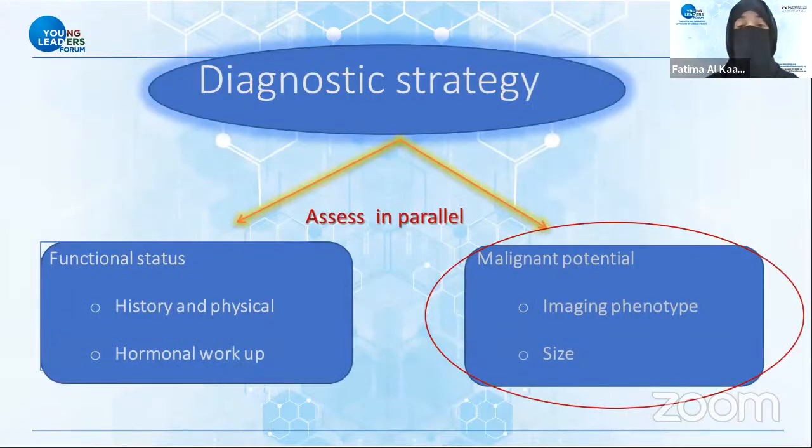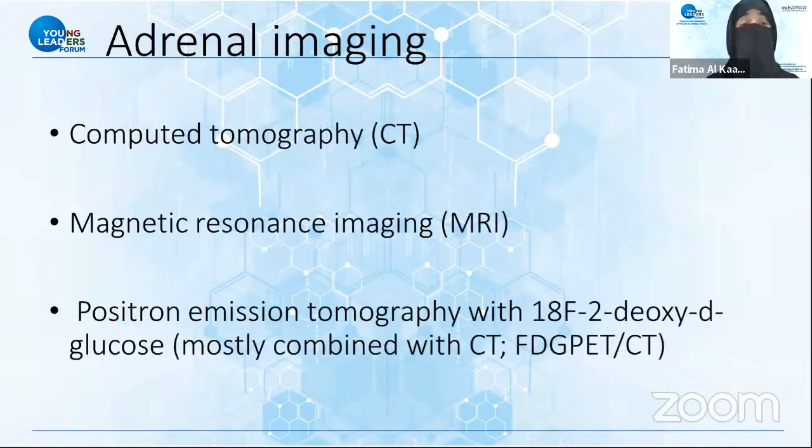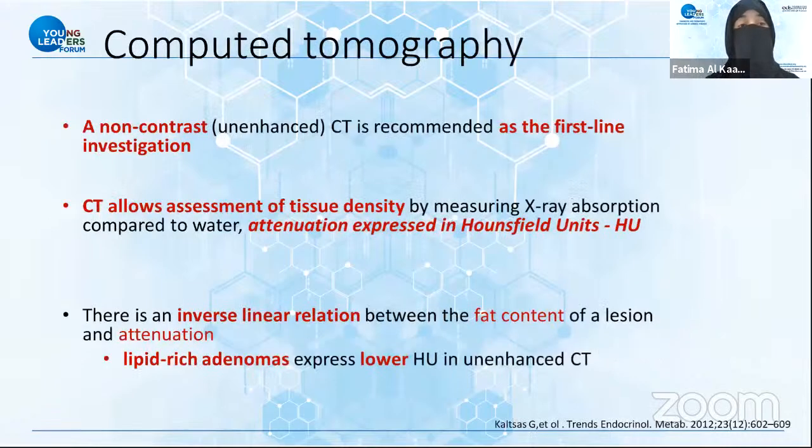Moving to the other arm, assessing the malignant potential. We should establish if the adrenal mass is benign or malignant at the time of initial detection by imaging phenotype and the size. CT scan, MRI, and FDG PET CT are the three modalities currently used to assess the adrenal. The non-contrast CT scan is the first-line recommended investigation, and CT allows assessment of tissue density by measuring X-ray absorption compared to water, and the attenuation is expressed in Hounsfield units. There is an inverse linear relation between the fat content of the lesion and the attenuation; lipid-rich adenoma is expressed in lower Hounsfield units in an unenhanced CT.